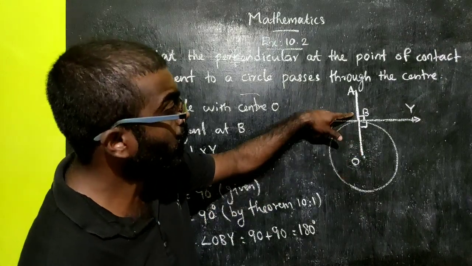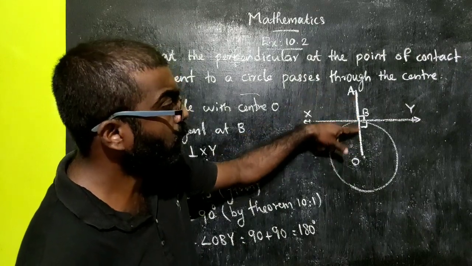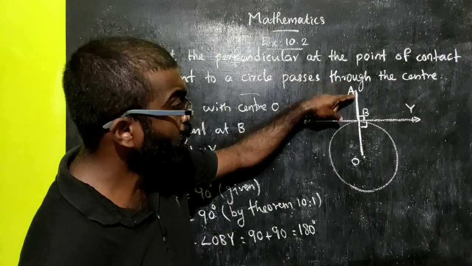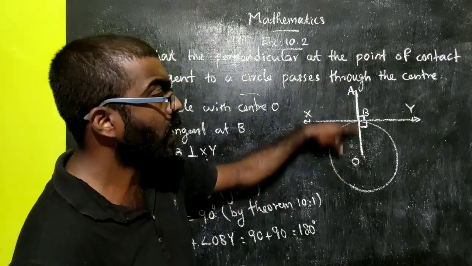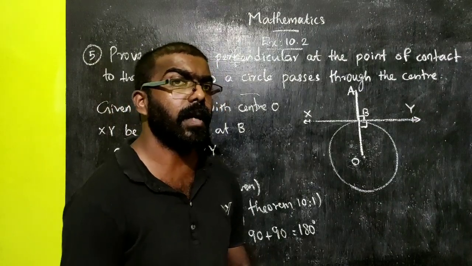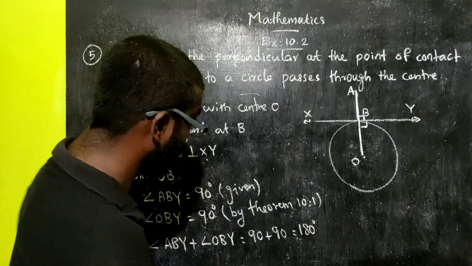The non-common arms here are BA and BO. These two arms form a line. That means A, B, O are collinear. These three points lie on the same line. So here we can write ABO is collinear.